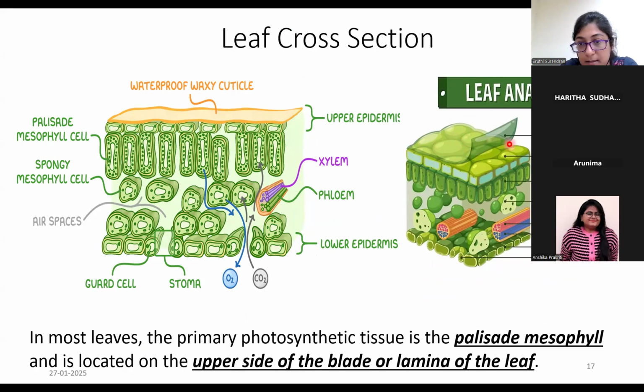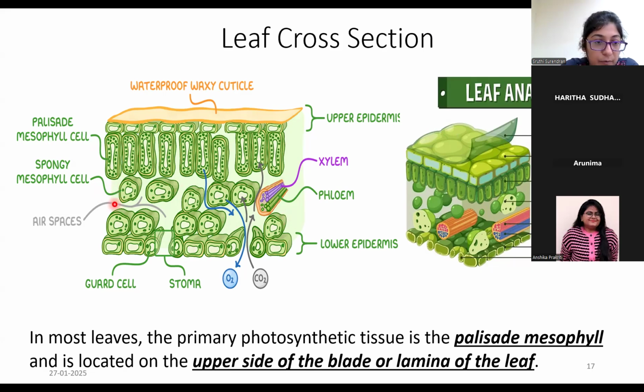And then just below that layer, you find the epidermis layer. And then below the epidermis layer, we see something called palisade mesophyll cells. Below the palisade mesophyll cells, we see the spongy mesophyll cells. Below that, you find another epidermis layer. And if you see here, this palisade mesophyll and spongy mesophyll cells are together called the mesophyll cells.